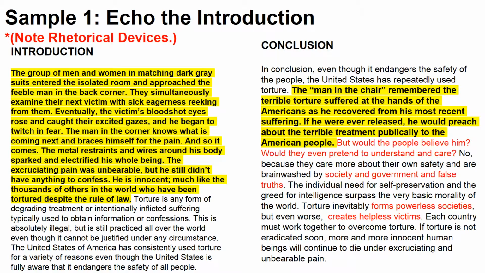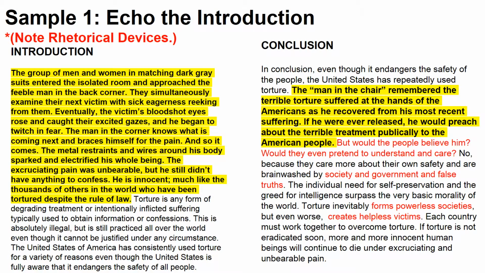If he were ever released, he would preach about the terrible treatment publicly to the American people. So this is a really strong echoing of the introduction because I am engaging the audience members' emotions with that horrible, very powerful anecdote that I began my speech with. Then I continue, but would the people believe him? Would they even pretend to understand and care? Powerful use of rhetorical question there.